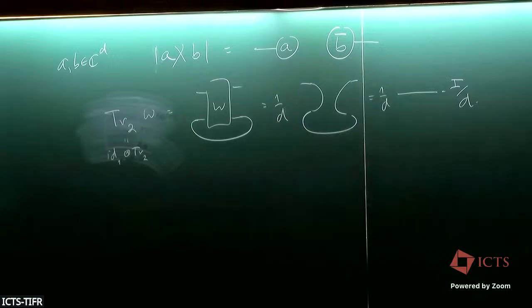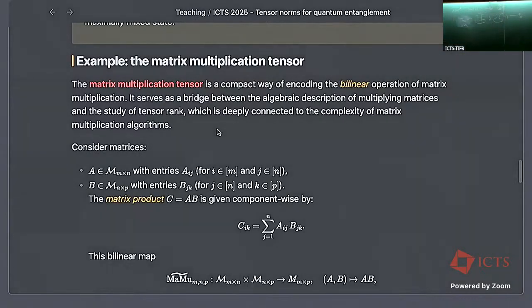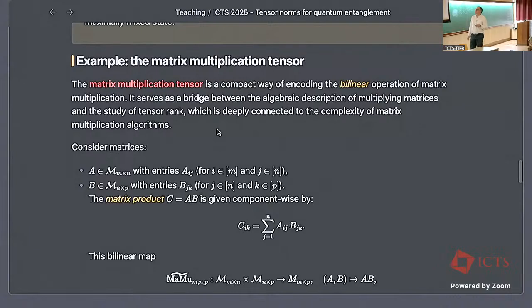Okay. More examples. The matrix multiplication tensor. This is my favorite example of a tensor, and many people's favorite example of a tensor, because there is a big conjecture related to this tensor that I will briefly mention. So what is this matrix multiplication tensor? It's a tensor which encodes matrix multiplication. What do I mean by this? So I have two rectangular matrices, A of size m cross n, B of size n cross p. And this matrix product C equals AB has coordinates, as you know.